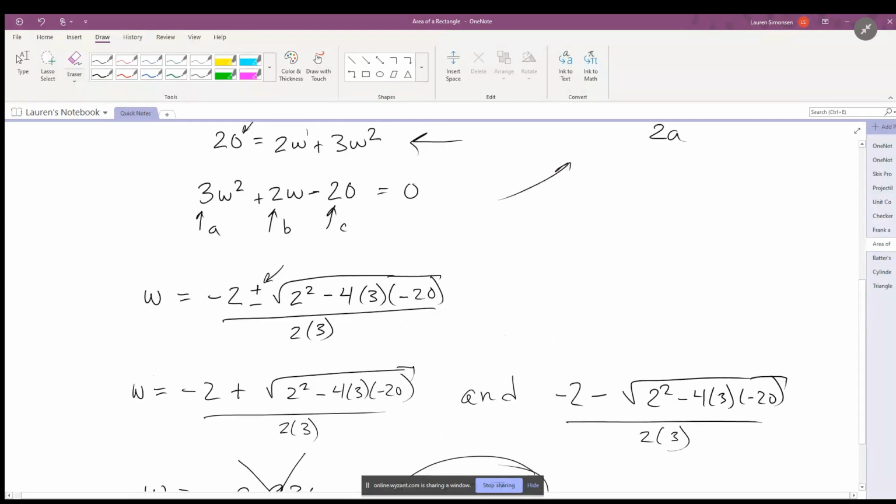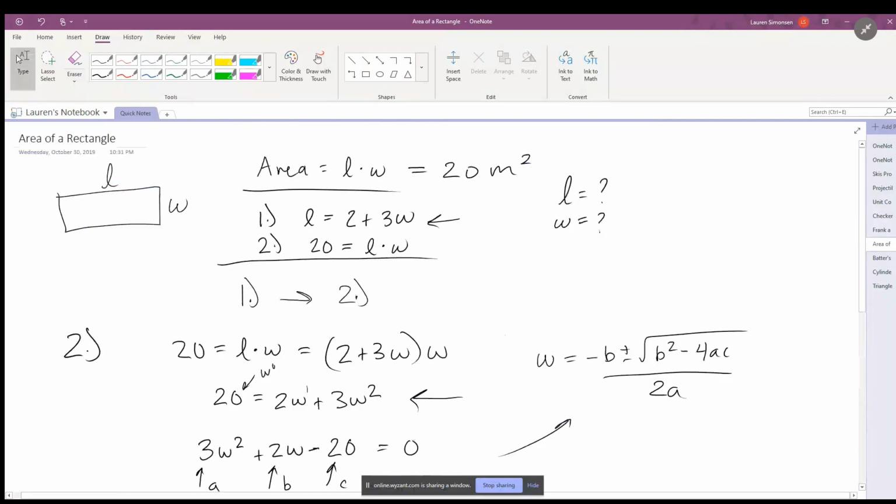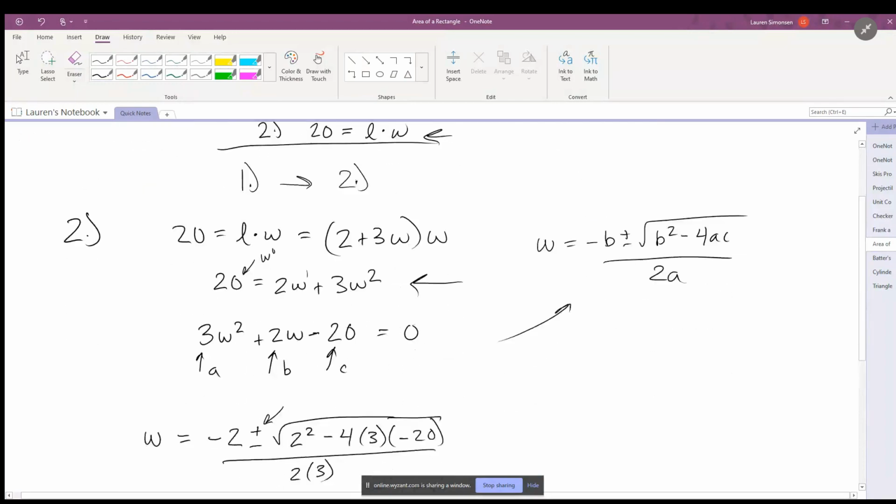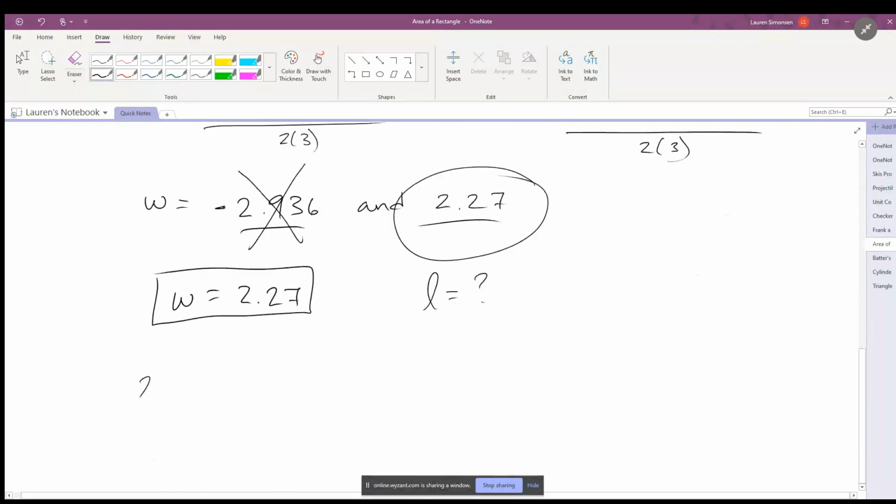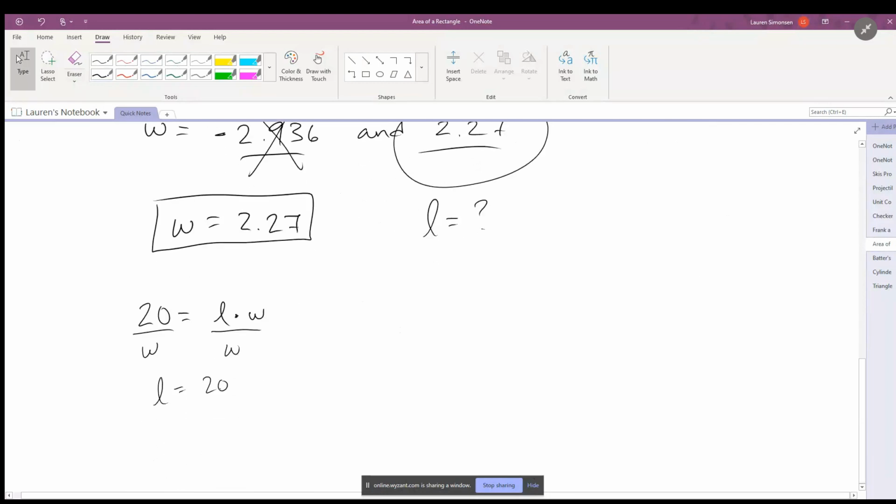So let's go back to our two equations. Coming all the way back, we know the width, but we still need to find the length. Let's use equation 2 here to finish up this problem. We have the relationship that 20 is equal to length times the width. So we need to find the length, so we divide both sides by the width. So length is equal to 20 divided by the width. We know the width is 2.27. So 20 divided by 2.27 is equal to 8.81.